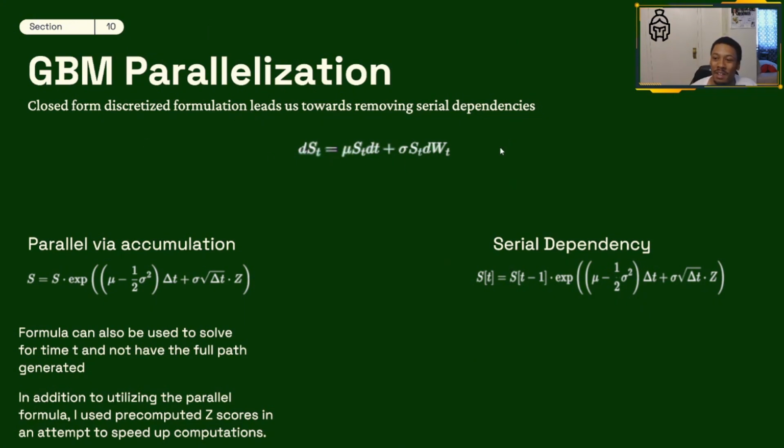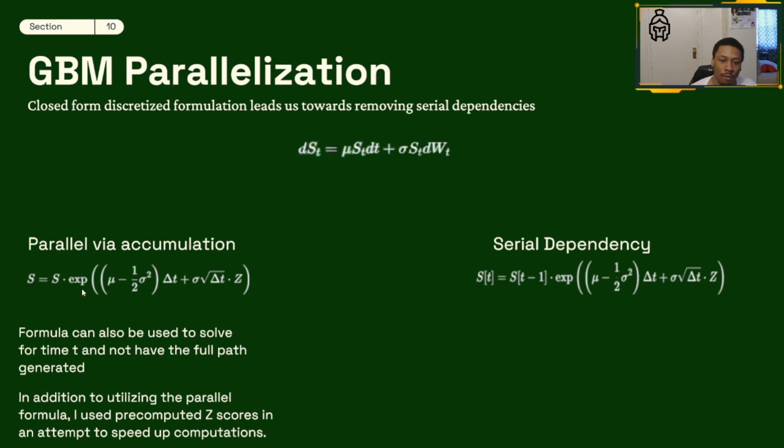So here you can see the closed form parallelization format that we're going to be using to parallelize across nodes and threads. So S is going to be equal to S times the exponential of the drift plus diffusion terms, where this is what we were seeing in the past. And just as a note, this formula can be used to solve for t time step and does not need to have the full path generated.